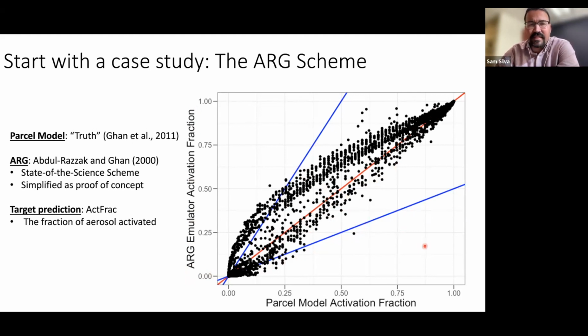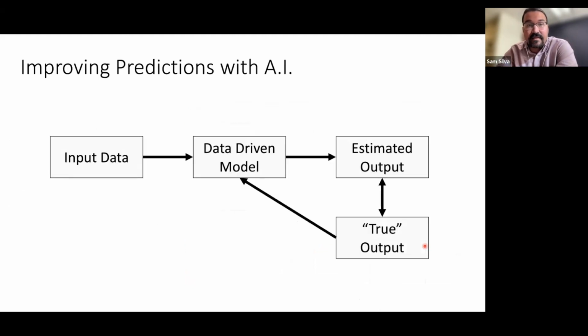And so we were interested if machine learning methods could do a better job. To do this, we were using a data-driven modeling approach, where we take some input data, use that to drive a data-driven model, estimate some output quantity, compare our estimated output to what the true value is, and use that difference to refine the parameters in a data-driven model. This is essentially just training in a machine learning model context.